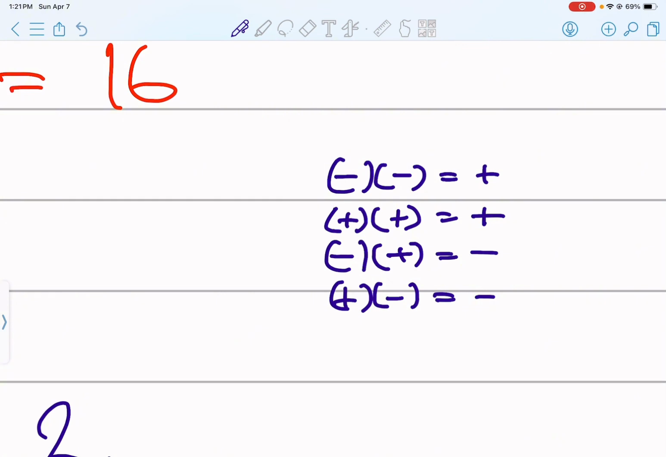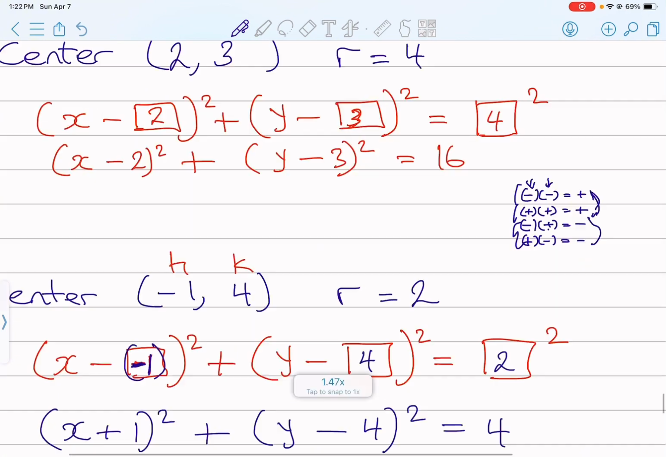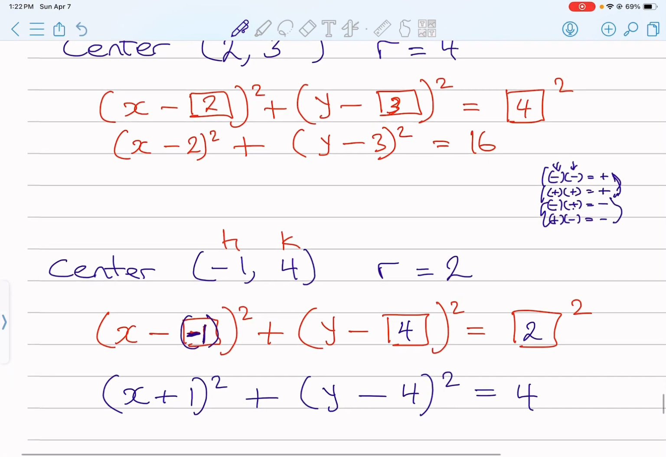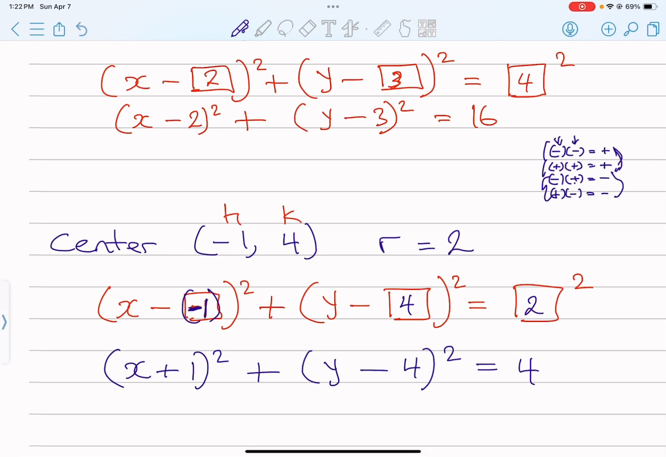So you have to remember this when you multiply. The same thing applies when you divide. When you multiply or divide, when the signs are the same, it's always going to be positive. When the signs are different, it's always going to be negative. Okay, got it? That's for multiplication and division. Addition and subtraction are different.